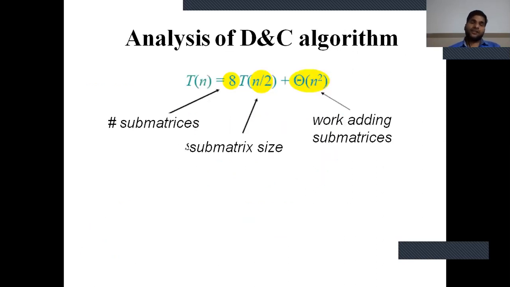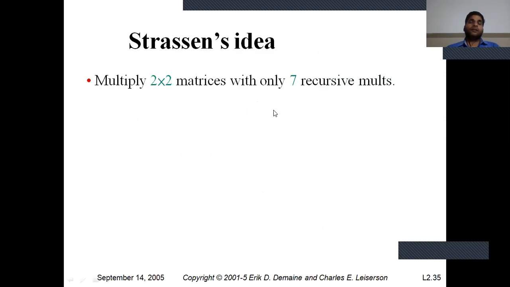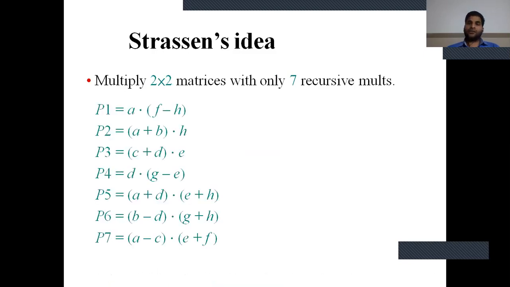Then we can write the recurrence equation of this divide and conquer approach to matrix multiplication: T(n) equals 8 T(n by 2) plus theta n square, where 8 means the number of multiplications of n by 2 size submatrices, plus the cost of adding submatrices. We can solve this and find the time complexity theta n cube. And next, Strassen's matrix multiplication: using Strassen's matrix, we reduce the time complexity in comparison with the standard algorithm.